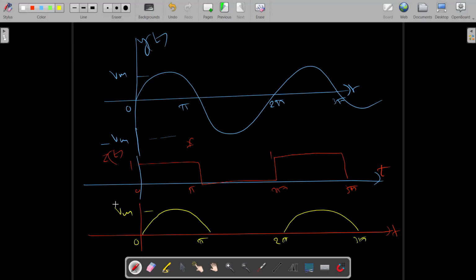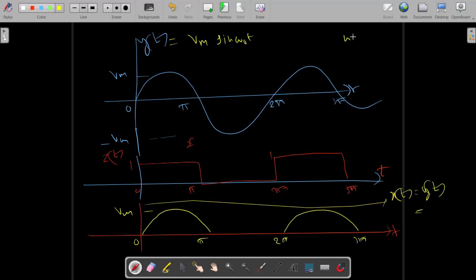So therefore, x of t is going to be the same as y of t. So what is this now? This is Vm sine omega naught t. What is omega naught? Omega naught is nothing but 2 pi by 2 pi. Therefore this is 1 radian per second. So therefore this is Vm sine t, right?